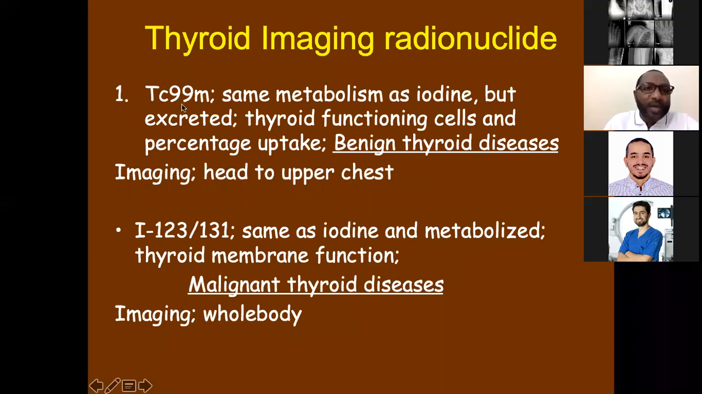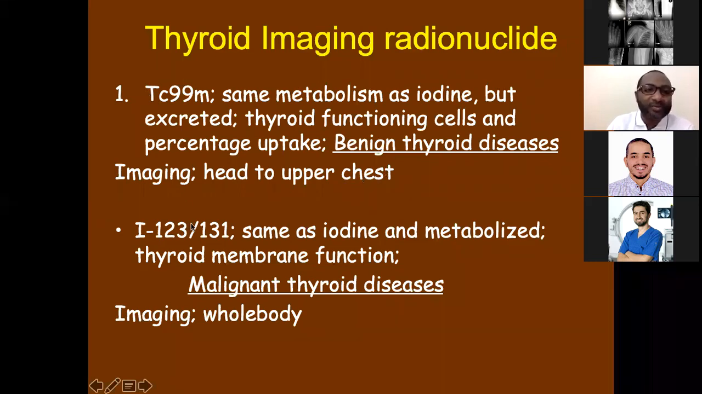So when we are dealing with technetium-99m as a radiopharmaceutical for imaging thyroid disease, the majority of the disease processes that we image are benign thyroid diseases, which I will show you later. And the images usually are acquired from the head to the upper chest. So benign thyroid disease, from the head to the chest. This is what we do for technetium.